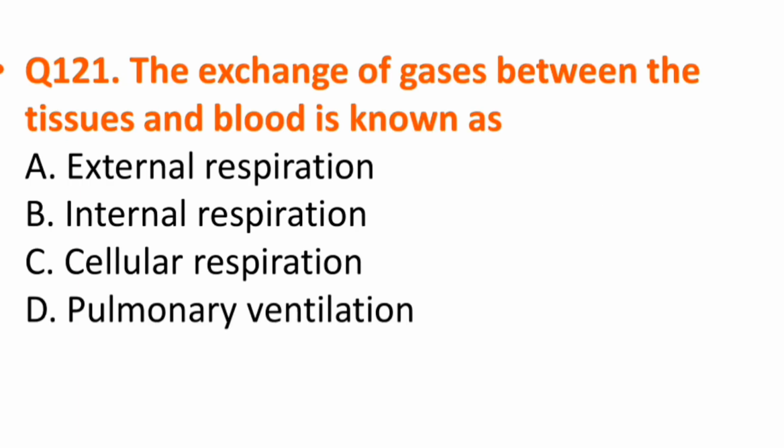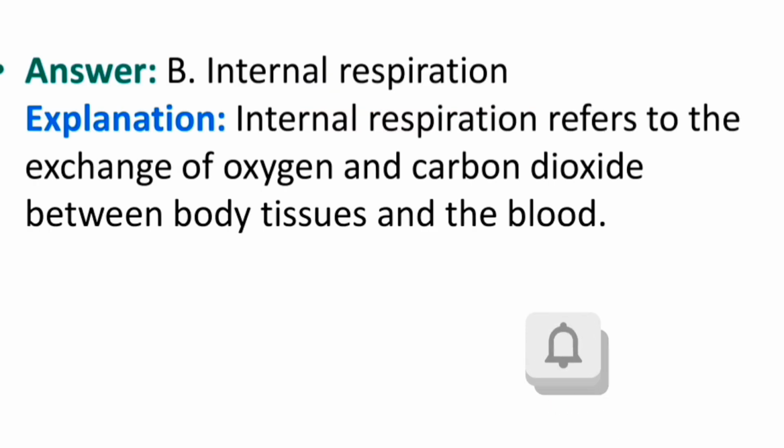Next question. The exchange of gases between tissues and blood is known as option A, external respiration, option B, internal respiration, option C, cellular respiration, option D, pulmonary ventilation. The correct answer is option B, internal respiration. Internal respiration refers to exchange of oxygen and carbon dioxide between body tissues and the blood.